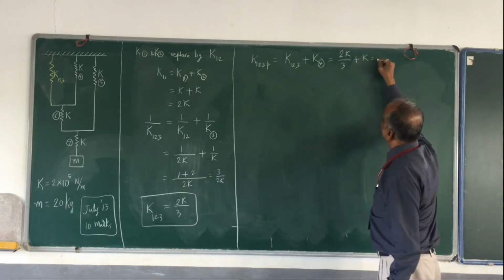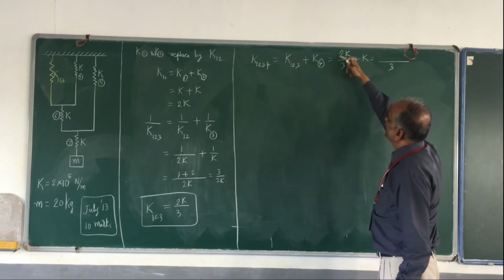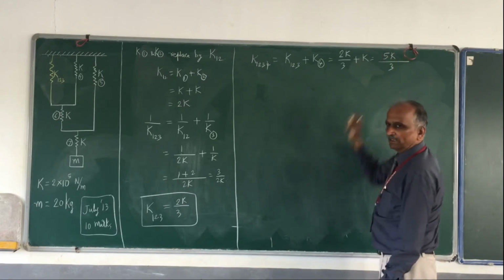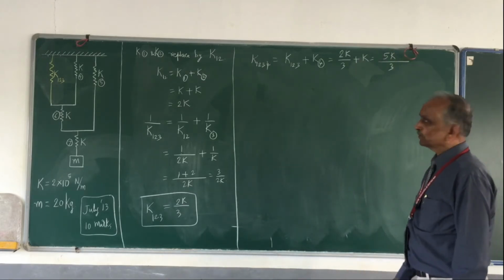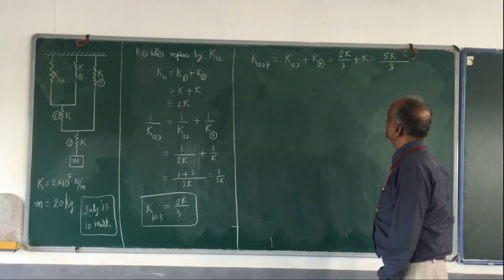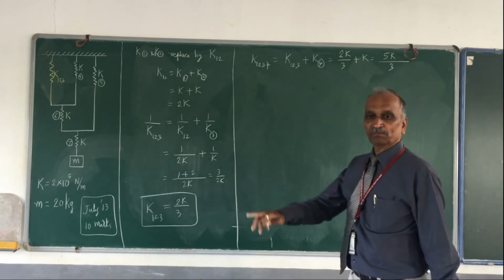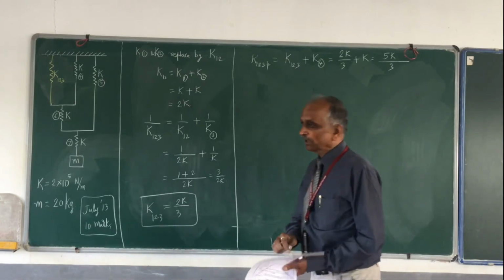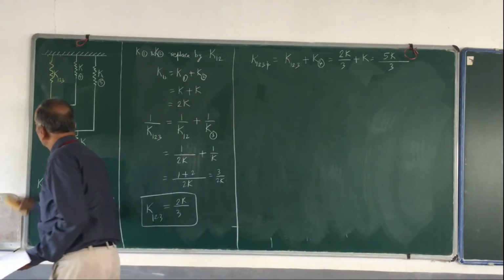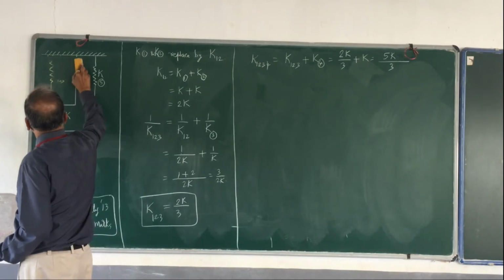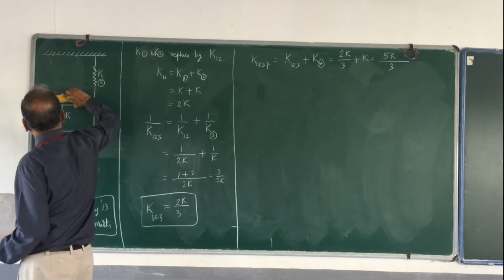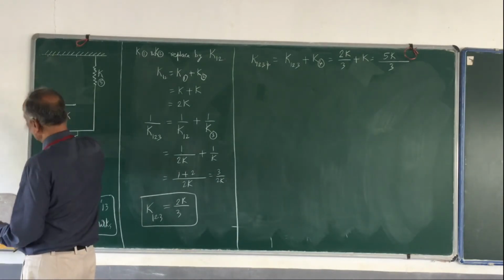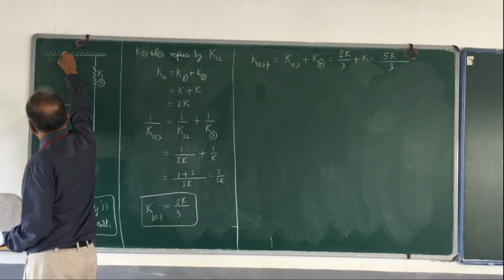So simplify this. This is equal to 3 as it is, 2 plus 3. This is 5K divided by 3. Bring it in one stroke. So therefore K1234 is 5K by 3. So I can replace 1, 2, 3 and 4 and call the stiffness K1234. That is nothing but this arrangement. I am replacing it by one spring.